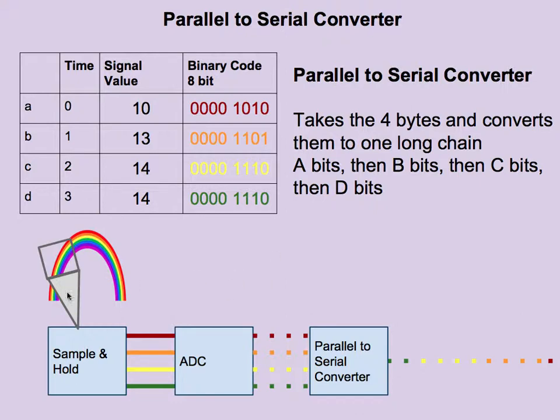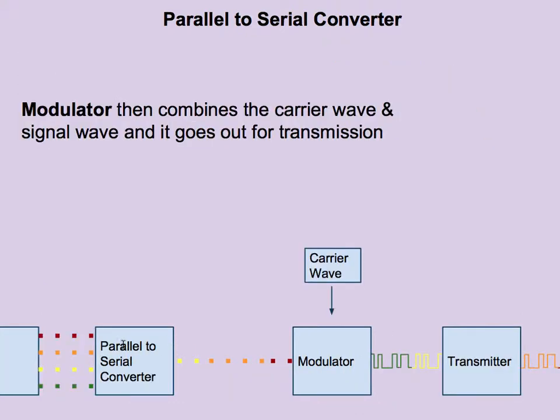But anyway, at this point, we've sampled our rainbow. We've put that into an analog to digital converter. That's given us discrete values, and then we've put that into a parallel to serial converter, which keeps these things in one long chain. That then sends things to a modulator. The modulator just adds in a carrier wave and combines our data from the parallel to serial converter onto the carrier wave so that we can actually send it out. That passes it off to a transmitter, and the transmitter actually sends that. So here we've got these waveforms of what we were originally thinking of.